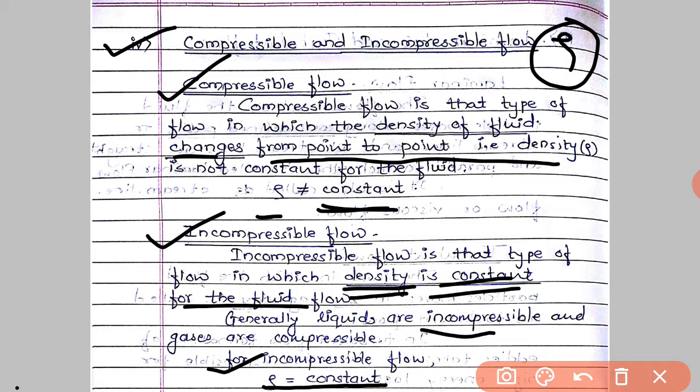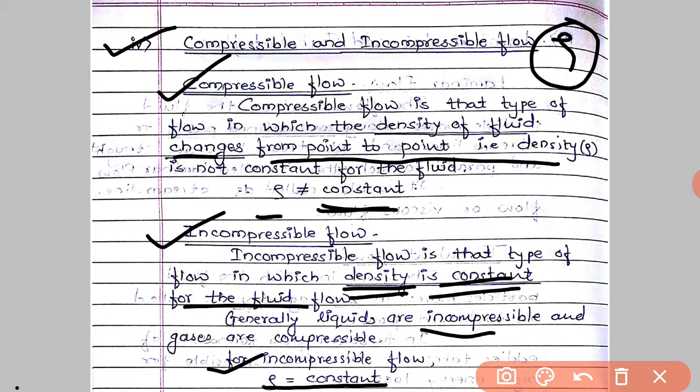So this is all about compressible flow and incompressible flow. Compressible and incompressible flow depend upon the value of density. If density changes with respect to space or time, then it is called compressible, and if the density does not change, then it is called incompressible fluid. Generally, liquids are incompressible and gases are compressible.